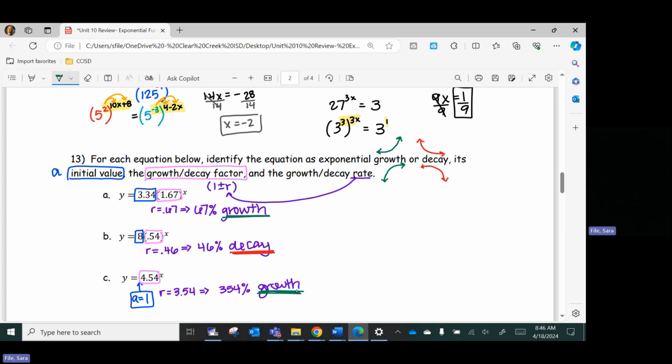And I could tell that without looking at the graph because it was greater than 1 versus less than 1. If you need to plug that in and look at the graph and see, is it increasing from left to right or decreasing from left to right, that's fine. Go look at the graph. But I can tell just by the base value. I can tell by that growth or decay factor if it's growth or decay, because it's either greater than 1 or less than 1. That makes sense?